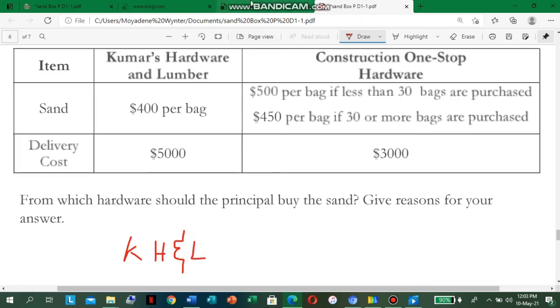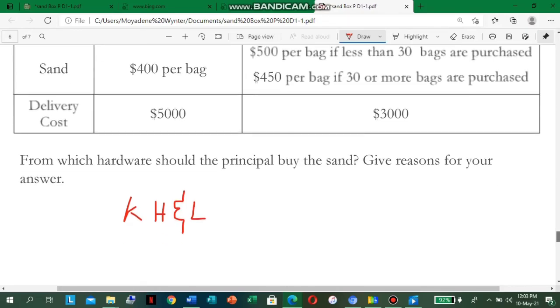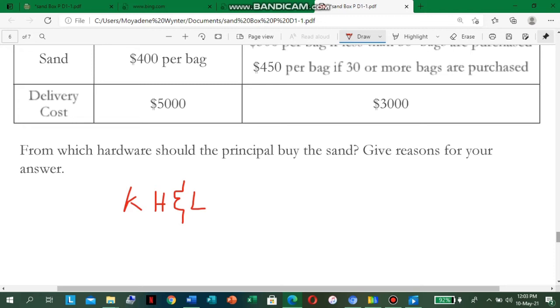All right, so we see that Kumar's Hardware and Lumber is selling their sand for $400 per bag. So $400 per bag.